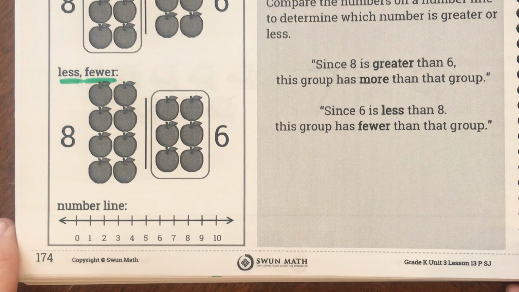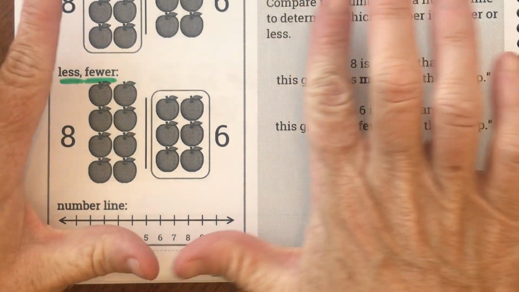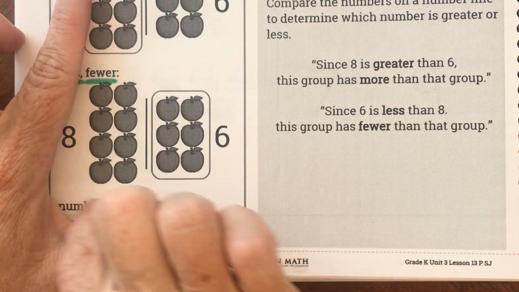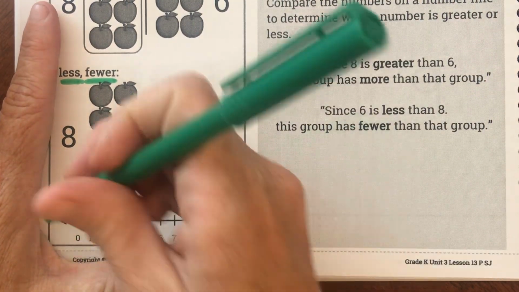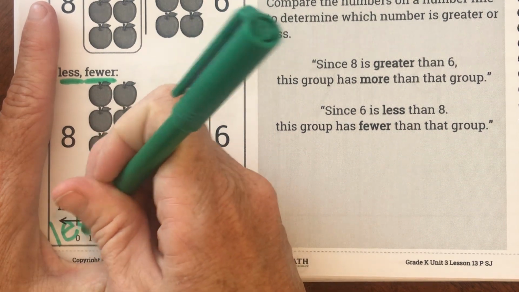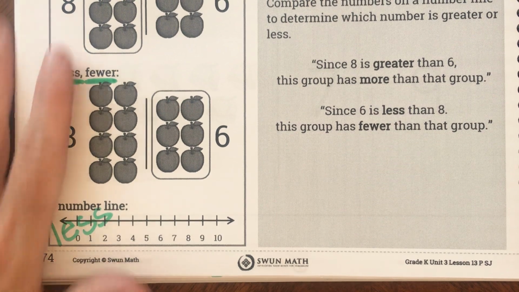And then we have our number line. And our number line, remember, if we use our hands, my left hand, whatever's on the left hand is less. L-E-S-S. Left hand is less.